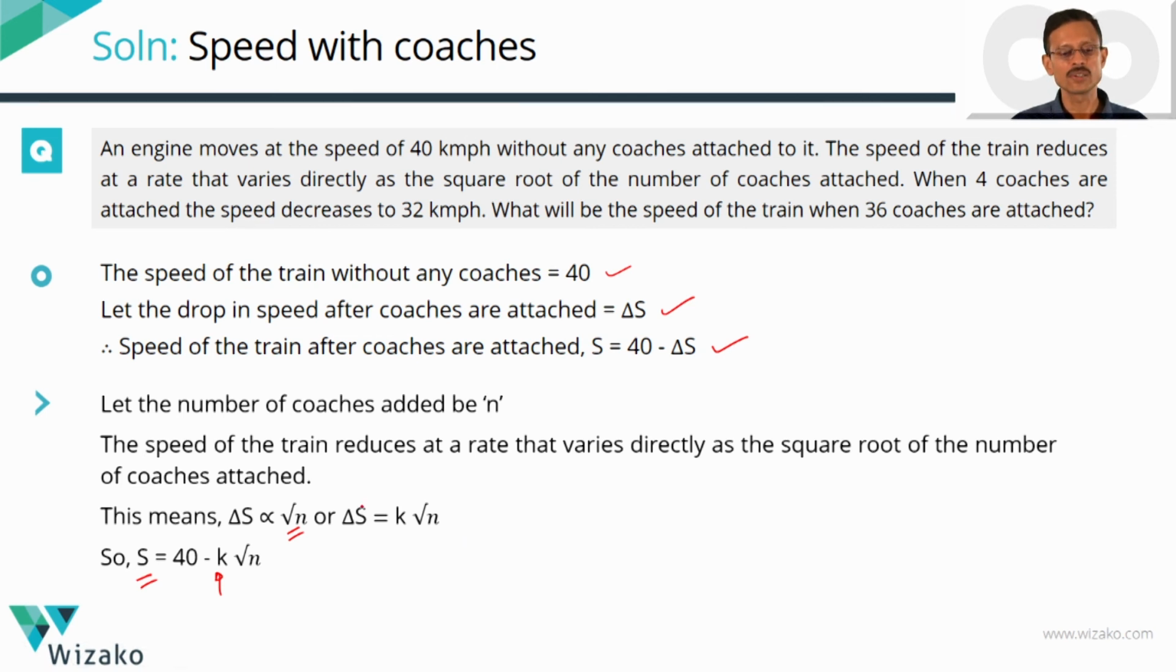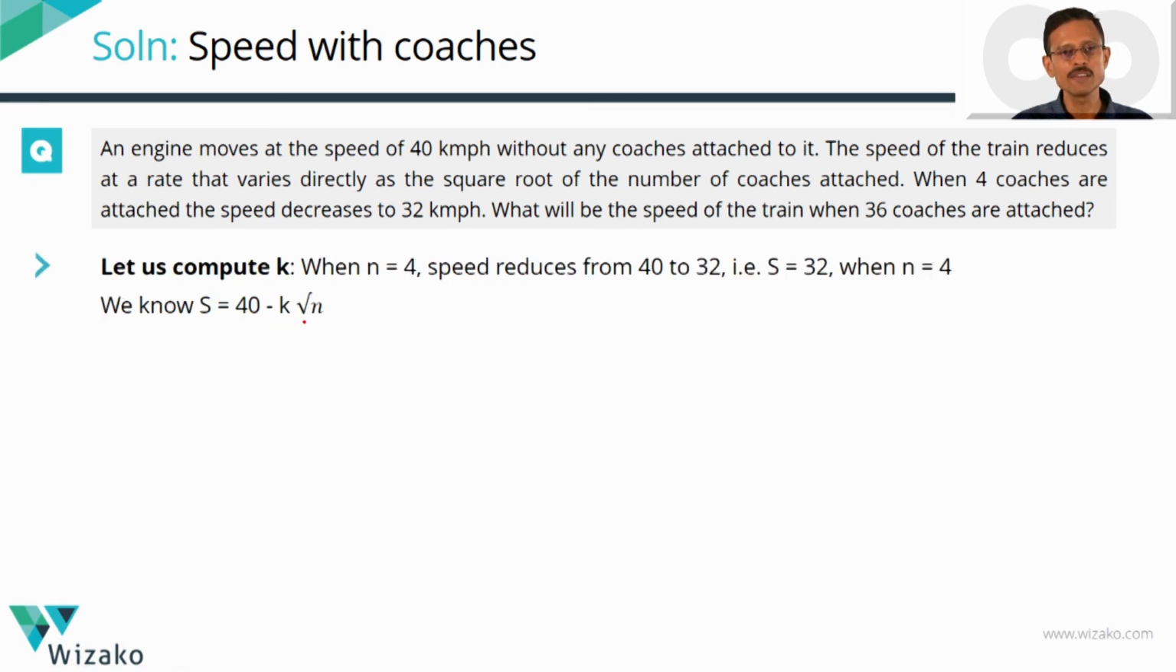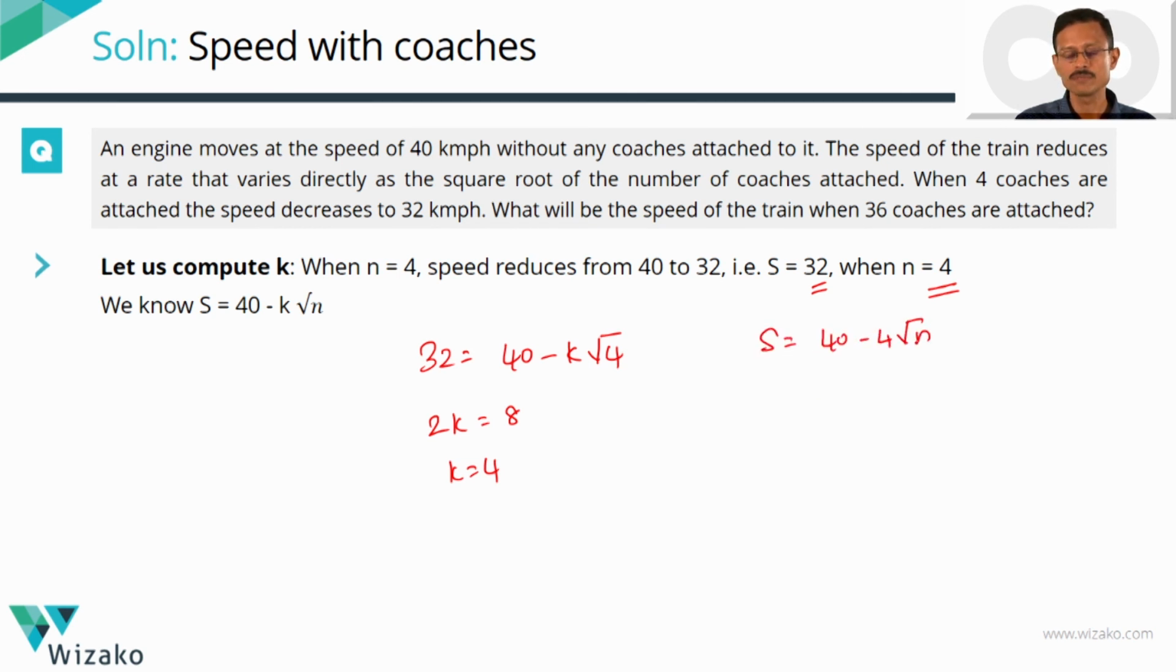Let's use this information to get that. We know S is equal to 40 minus k root n. The question says if n is equal to 4, the speed becomes 32. Let's just plug that in here. Speed 32 is equal to 40 minus k into root n, which is equal to 4. So k root 4 is equal to 2k. Let's take it to the left hand side. 2k is equal to 40 minus 32, which is equal to 8. Or k is equal to 4. This is our equation. Let's replace this k with a 4. So S is equal to 40 minus 4 into root n.